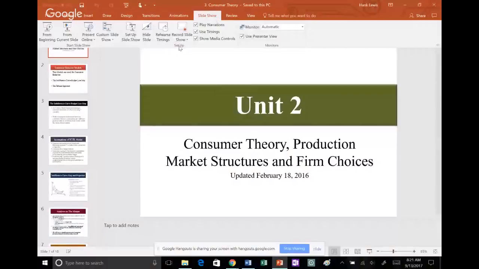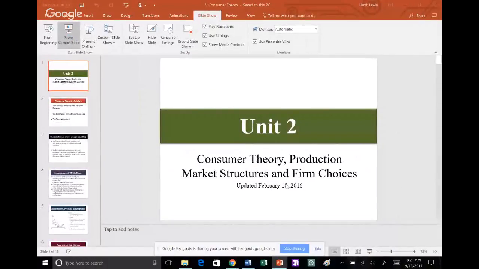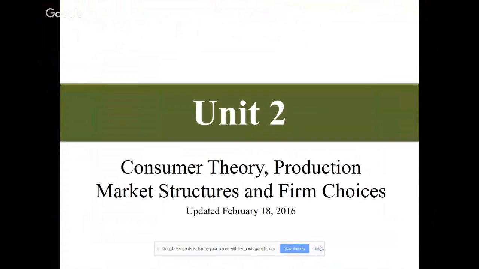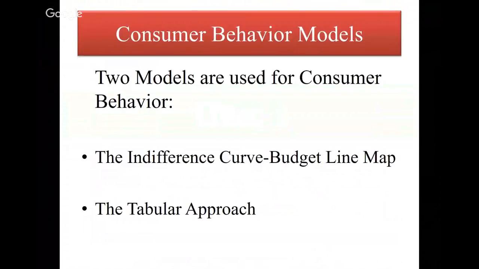So let me go ahead and share the screen. We're going to go to the slideshow first, and then we're going to go to a practice problem. Alrighty. So, consumer theory. Production, market structures, and firm choices is the total topic for Unit 2, but we're not dealing with the production and market structures just yet. We're dealing with consumer theory. Two models. We're working with the Indifference Curve-Budget Line Map. The tabular approach, meaning using a table, will be the next video.